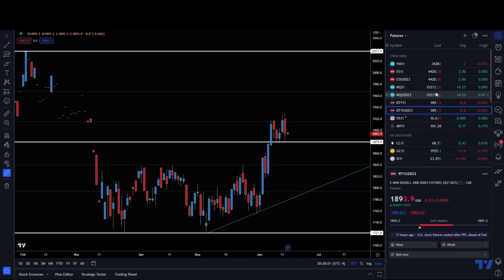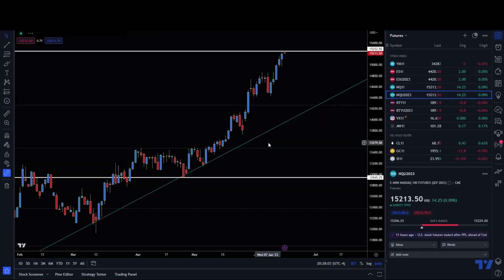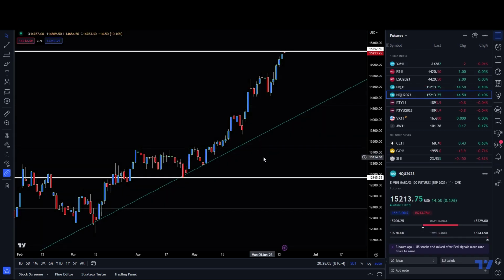What's another one here? The Nasdaq. So me, I wouldn't buy the Nasdaq now because look, this rally is way overbought. You don't want to buy at the high, you want to buy at the low.